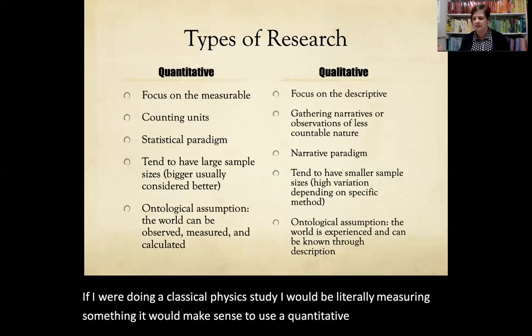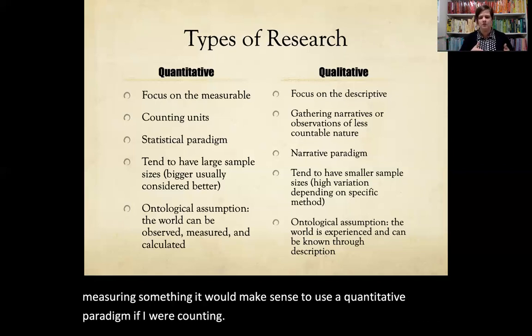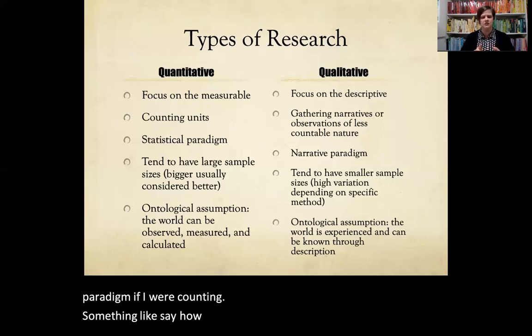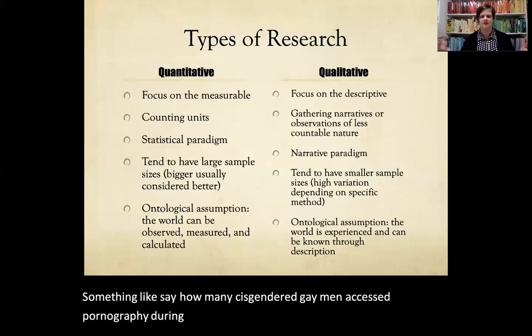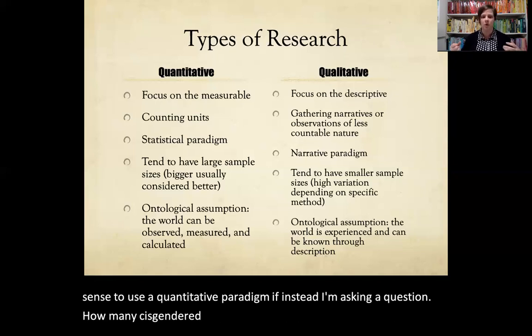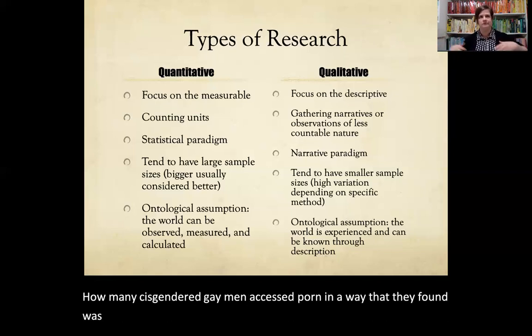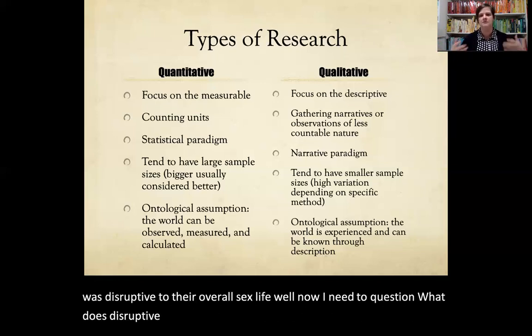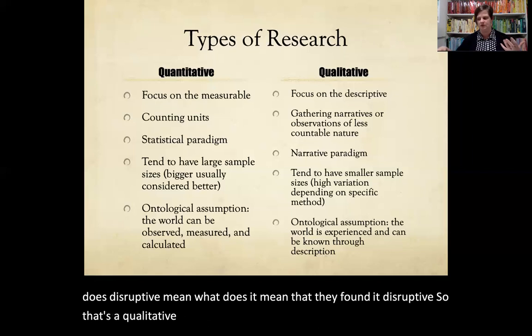If I were counting something like, say, how many cisgendered gay men accessed pornography during the year 1998, I'm counting a thing. That would make sense to use a quantitative paradigm. If instead I'm asking a question like, how many cisgendered gay men accessed porn in a way that they found was disruptive to their overall sex life? Well, now I need to question, what does disruptive mean? What does it mean that they found it disruptive? So that's a qualitative, a descriptive study that would have to be run.